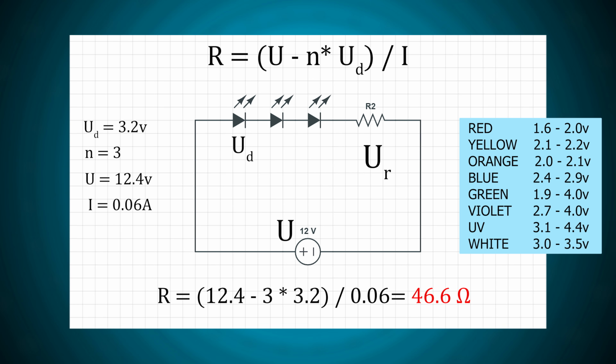And one more thing. If you end up with a negative value here, it means that you've got too many LEDs in series for the specified power supply voltage. Then you either have to raise the voltage or regroup the LEDs, as shown in this video.